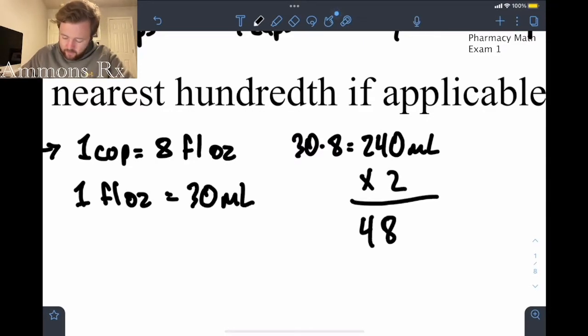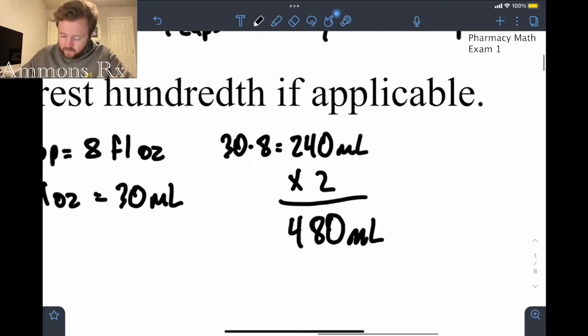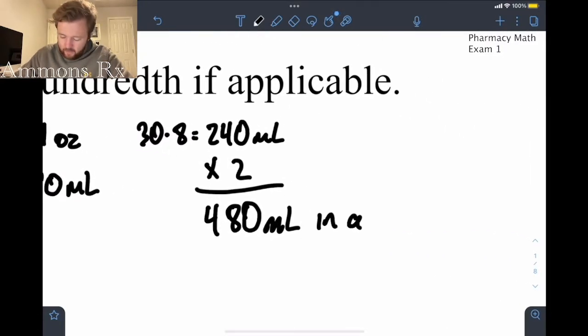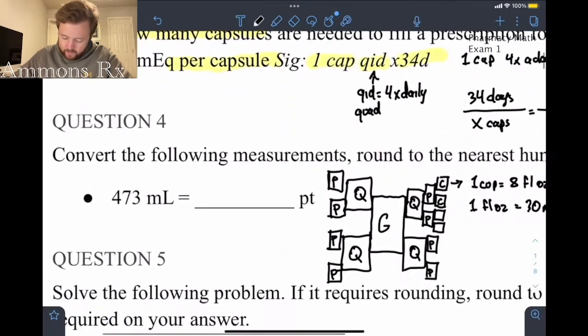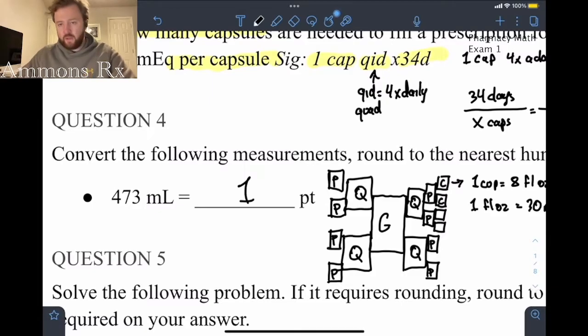And I'll get 480 mils in a pint. You'll notice that I'm kind of close, but that's the problem with the customary system. If you start rounding, et cetera, but we're close.